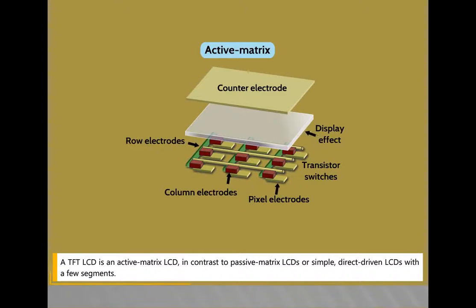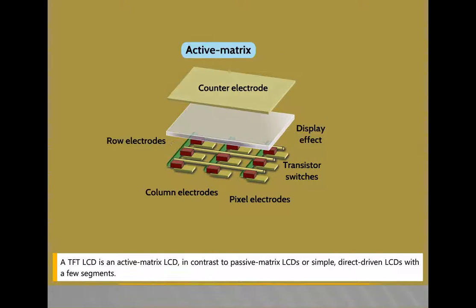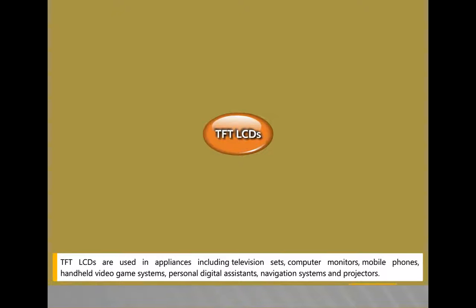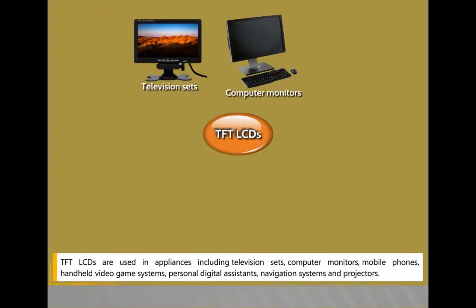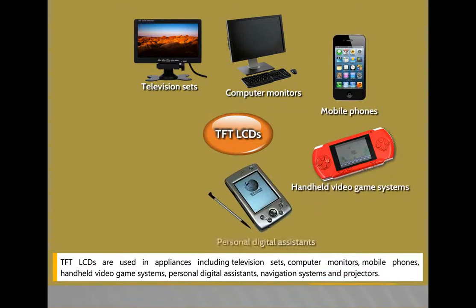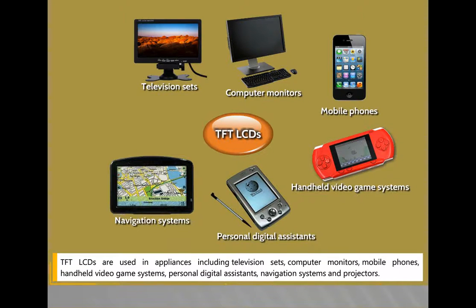A TFT LCD is an active matrix LCD, in contrast to passive matrix LCDs or simple, direct-driven LCDs with a few segments. TFT LCDs are used in appliances including television sets, computer monitors, mobile phones, handheld video game systems, personal digital assistants, navigation systems, and projectors.